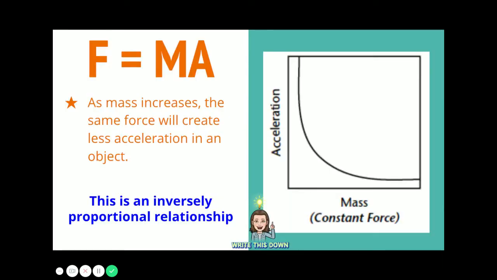All right, so this is the second way we can talk about this relationship. As mass increases, the same force will create less acceleration in an object. So pause the video here, write this down, and sketch the graph into your notebook.